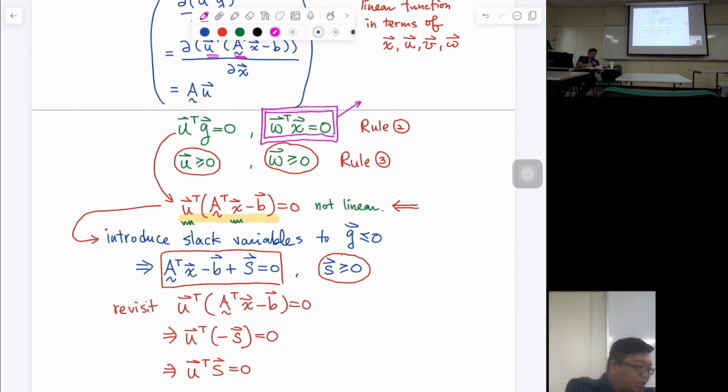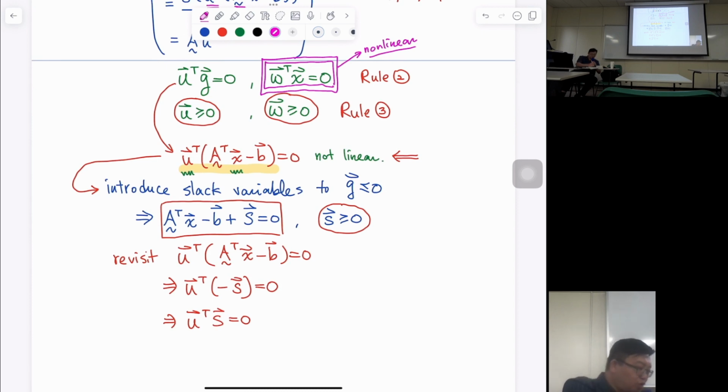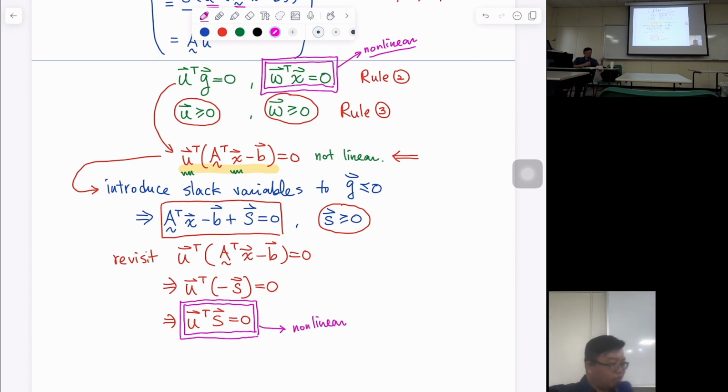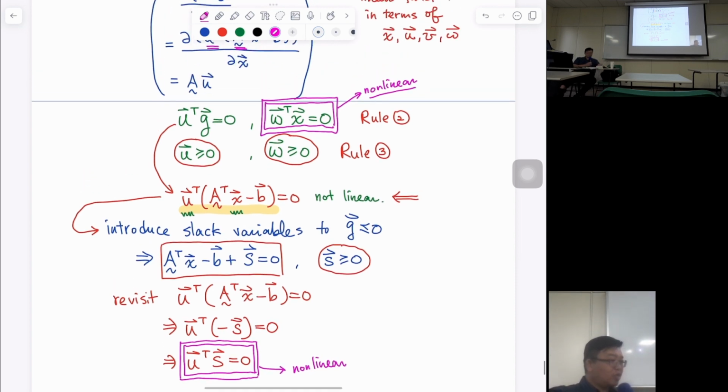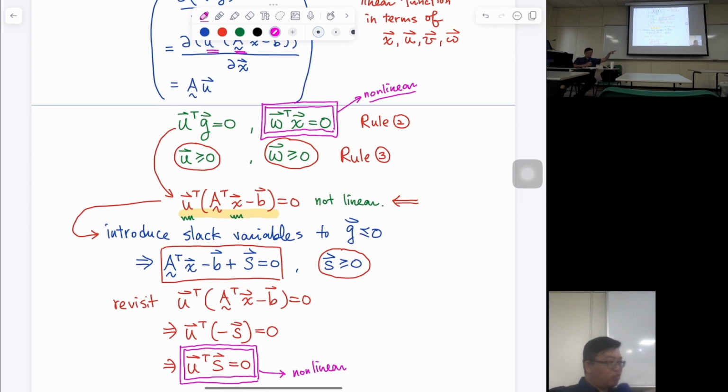We need this equation, but this is a nonlinear relation. But we will keep it. So from here, we also get a nonlinear relationship, because U times S, U is a bunch of variables, S is a bunch of slack variables. Multiplying them each other, it's nonlinear. So this is a second nonlinear equation. Those two are equations that we cannot easily deal with. Okay, but at least those came from the second rule of KKT.